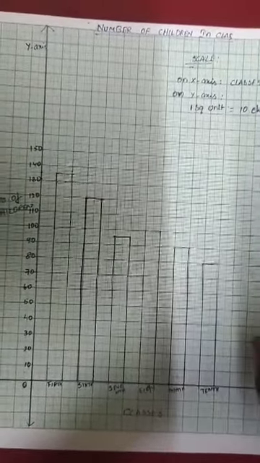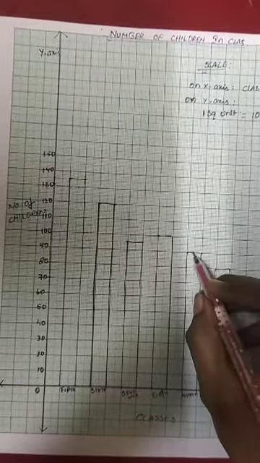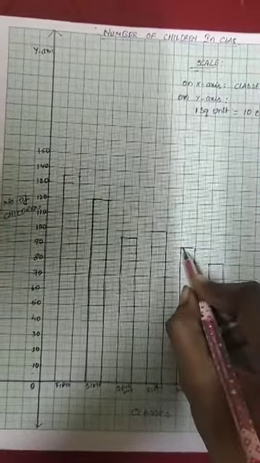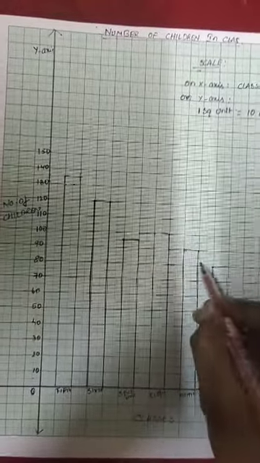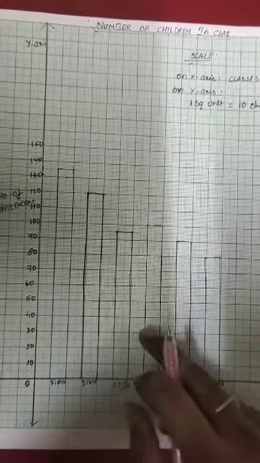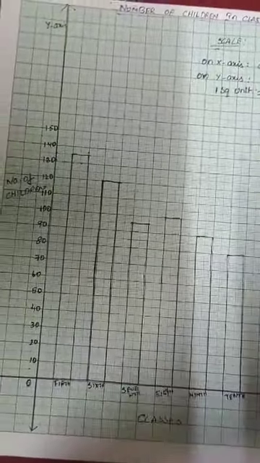Okay. 9th class 90 students are there. 90 children are there. So 90. I drawn up to 90. Okay. 10th class 80 students are there. So I drawn up to 80. So how many bars came? 1, 2, 3, 4, 5, 6. So 6 data. So all the 6 classes we represented in the bar graph.